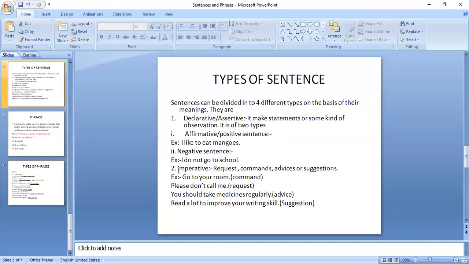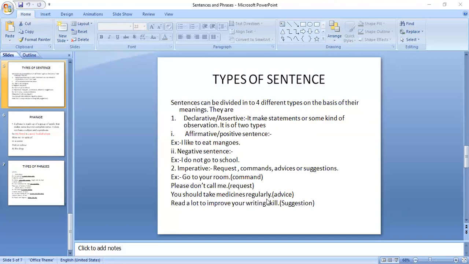Then imperative sentence. What is an imperative sentence? Imperative sentences express request, command, advice, or suggestions. For example, if I tell, go to your room, this is a command. I am commanding you to go to your room. Next, request. Please don't call me. This is a request. I have used please, so it shows the request.